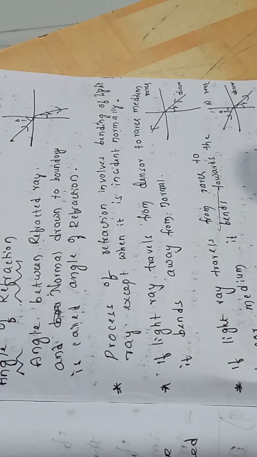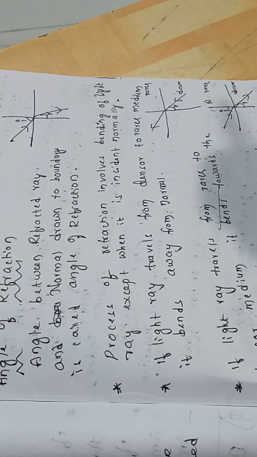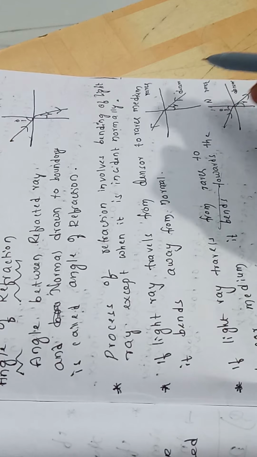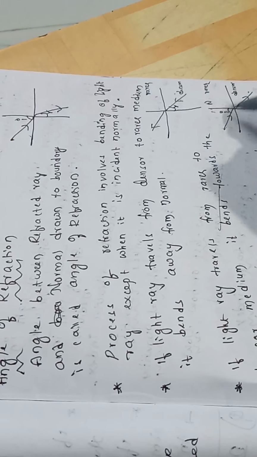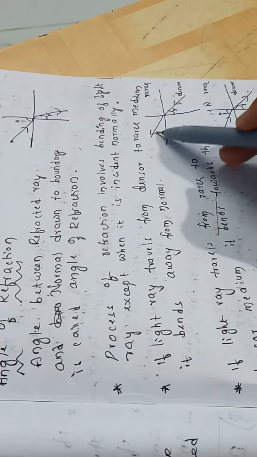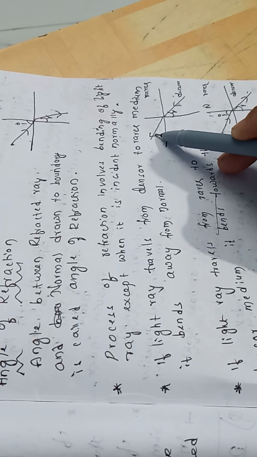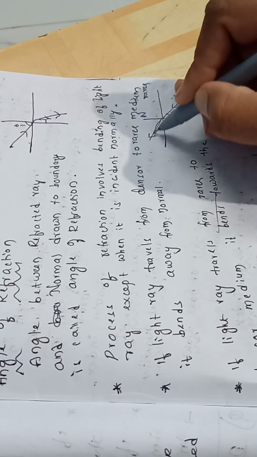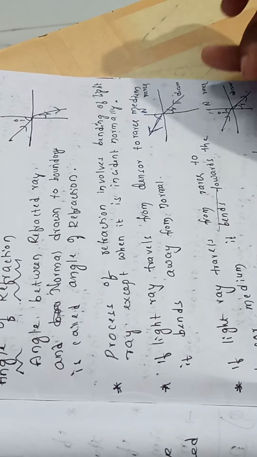Now here, we are saying that light is changing its direction. Light may travel from rarer to denser medium and from denser to rarer medium also. Then how is its direction changing? If a light ray travels from the denser to the rarer medium, then it bends away from the normal. This is the normal. It bends away from the normal.